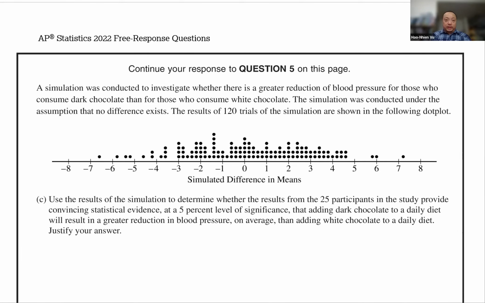So this is a little tricky. First time I read it wrong. And then I realized that, well, this is a statistics test, so any simulation would be a statistical simulation and not some sort of biological simulation. All these dot plots represent simulated differences in mean. So each of these dots already represents a difference in a sample of 25 people.